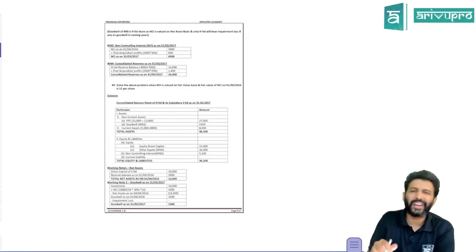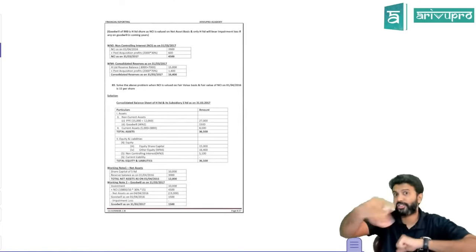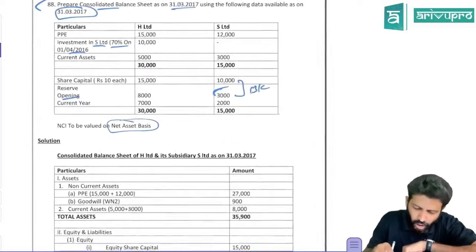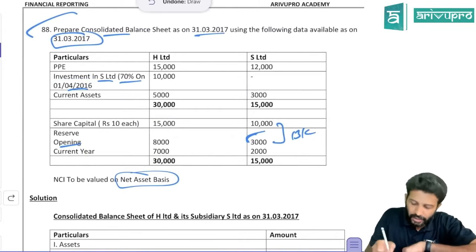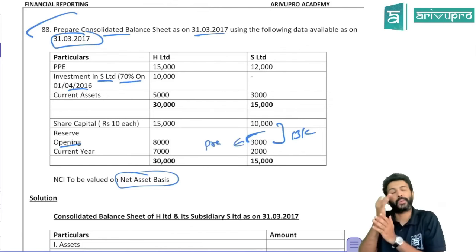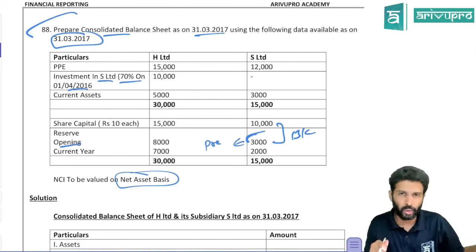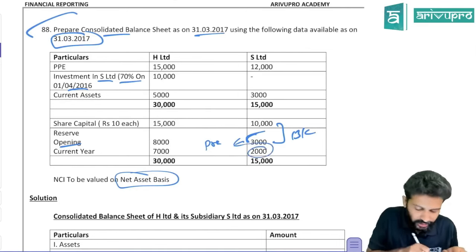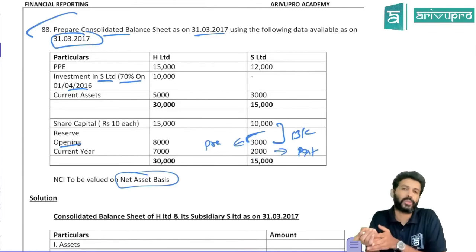Third working note we generally prepare is for analysis of profits of the subsidiary company, or analysis of post-acquisition profit of the subsidiary company. Here there is nothing much to analyze. Since the parent company acquired the shares on 1st April, this 3,000 profit was already existing, which we call pre-acquisition profit. Pre-acquisition profit means those reserves and surplus existing before the holding company got control. So this was already existing. This 3,000 current year profit came after the holding company got control. So this is post-acquisition profit.